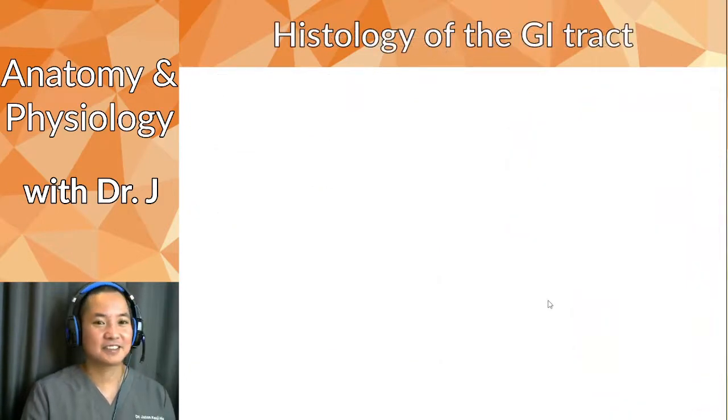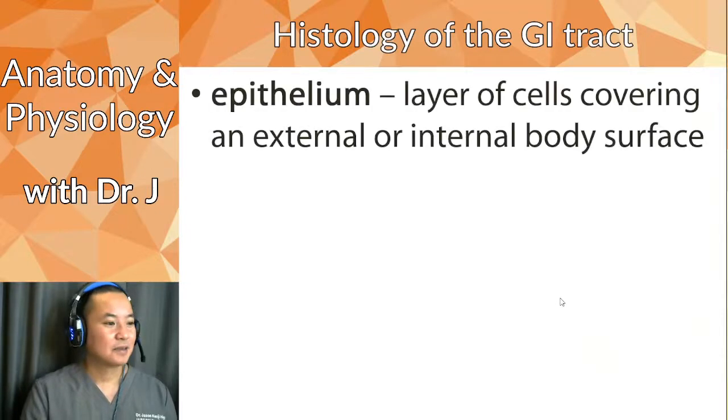Now, when we look inside the GI tract, what do we see? If we look at the very inside of the GI tract, the innermost layer, the lumen, we'll notice that there's a thin sheet of cells that lines the inside of your GI tract. So, a little review: an epithelium is one of the basic four types of tissue.